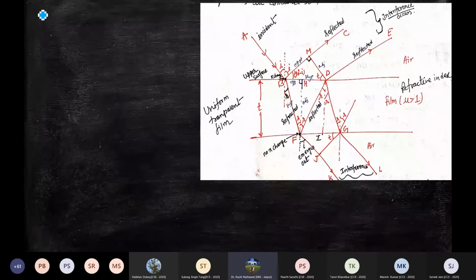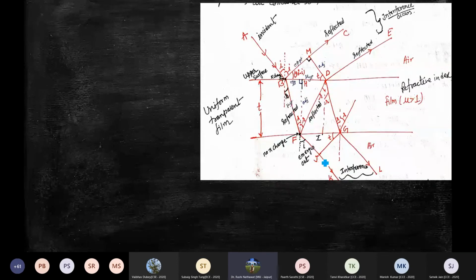So what we have done, we have found the condition for maxima and minima for the reflected rays already, and it should always be noted that the interference pattern that we are getting here on the upper side from the reflected rays will not be perfect, because the intensity of BC and the intensity of DE are not the same, because the DE ray is actually coming from the media and its amplitude is also different.